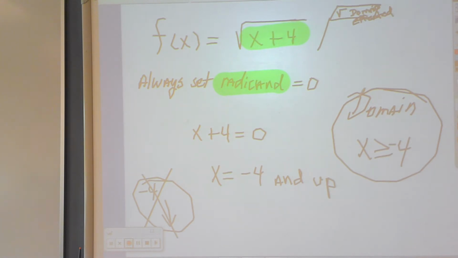Now sometimes it's not going to be x plus 4. Sometimes it's going to be a trinomial. And then you have to use, a trinomial is worthless unless you what? Factor. So, let's do one.